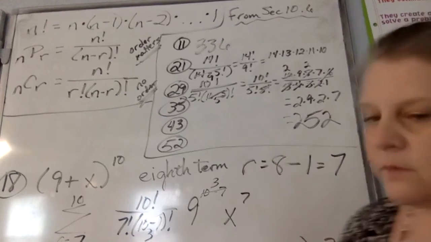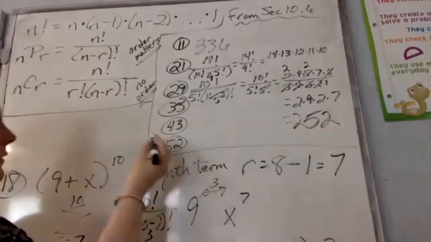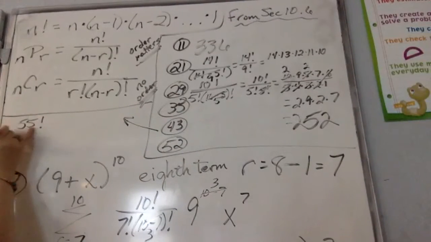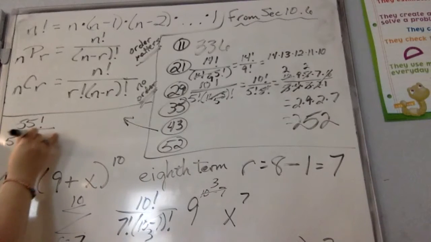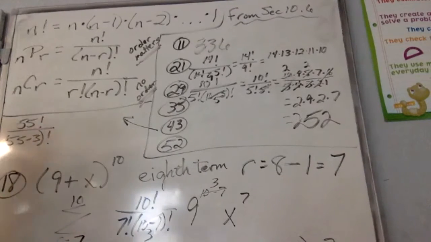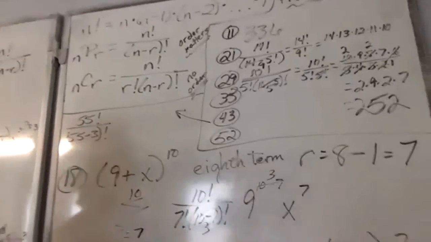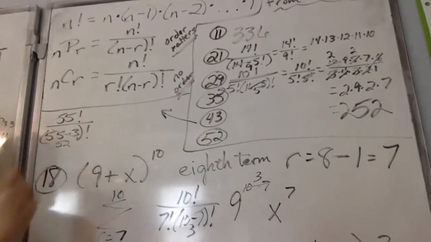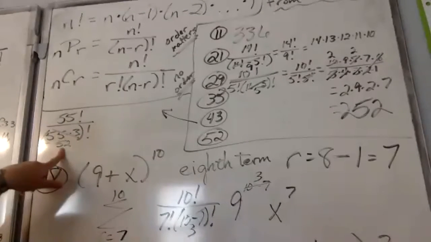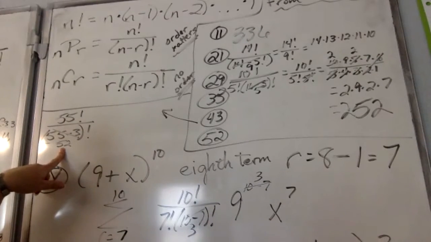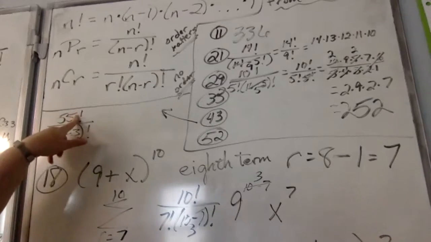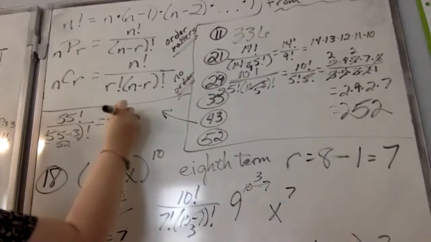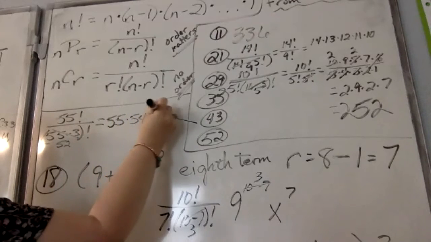So for 43, I'm going to scoot it over here. For 43, I would have 55 factorial on the top and 55 minus 3 factorial on the bottom. Now, 55 minus 3 is 52. So that means from 52 down is on the bottom, so that's going to cancel from 52 down on the top. So the only thing that's going to be left to multiply on the top is 55, 54, and 53.